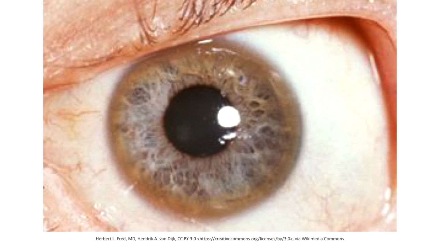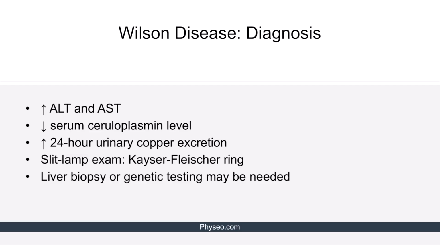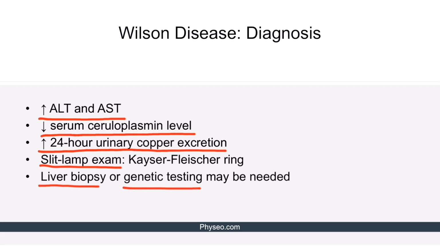Here's an image showing Kaiser-Fleischer ring. Please notice this brown ring developing from copper that deposits in Descemet membrane of the cornea. Elevated transaminases are typically seen in Wilson's. Diagnostic findings include low serum ceruloplasmin levels and elevated 24-hour urinary copper excretion. On slit lamp exam, Kaiser-Fleischer ring may be detected. Other tests that may be needed to further confirm the diagnosis are liver biopsy or genetic testing.